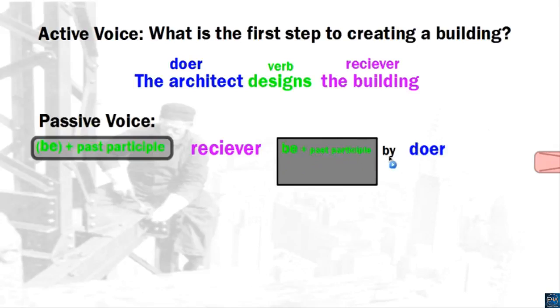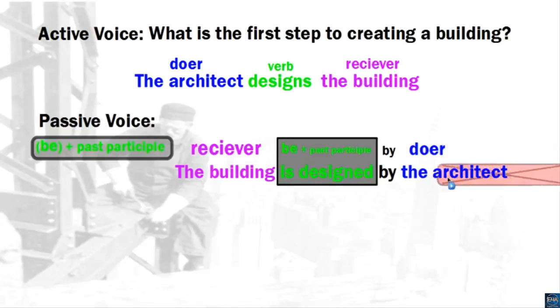Then it's optional, but we can say who is doing it when we say "by the doer." So this sentence, "The architect designs the building," in the passive voice reads, "The building is designed by the architect." Okay? Like we said, this is not always necessary. I can just say, "The building is designed," right?